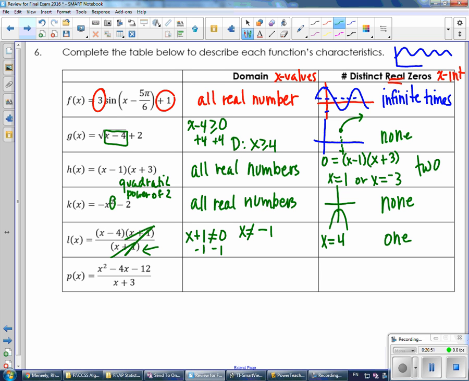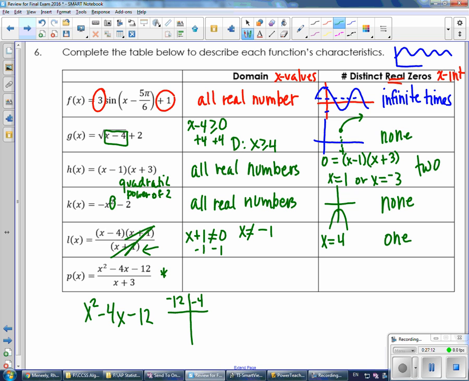P of x. This time our equation is not given to us in factored form. So the first thing we want to do is see if it's possible to simplify it. So I'm going to look at my trinomial, my x squared minus 4x minus 12. I'm going to think about my product and my sum. My product is always a times c. In this case, that'll be negative 12. And my sum is negative 4.